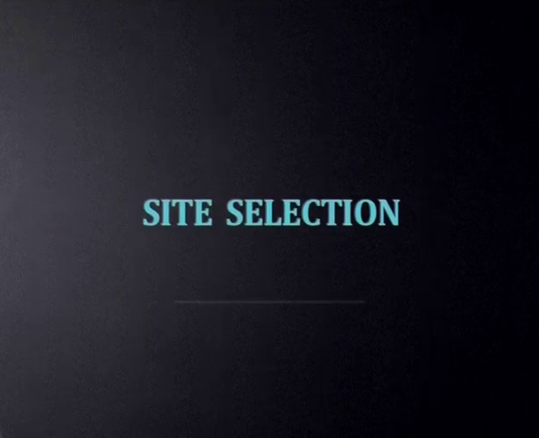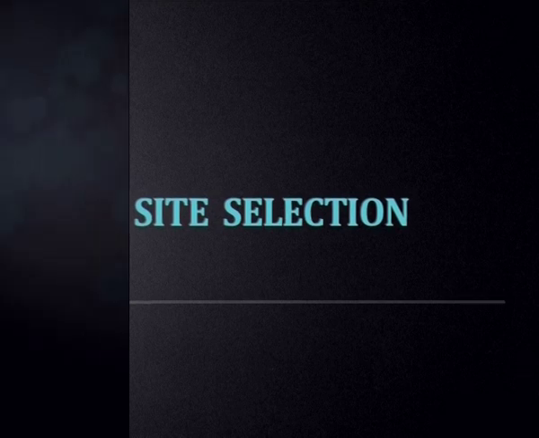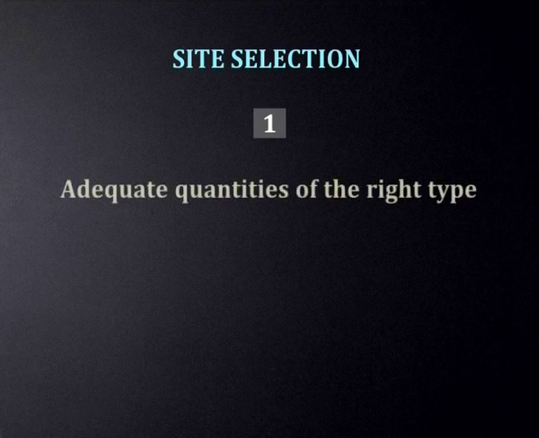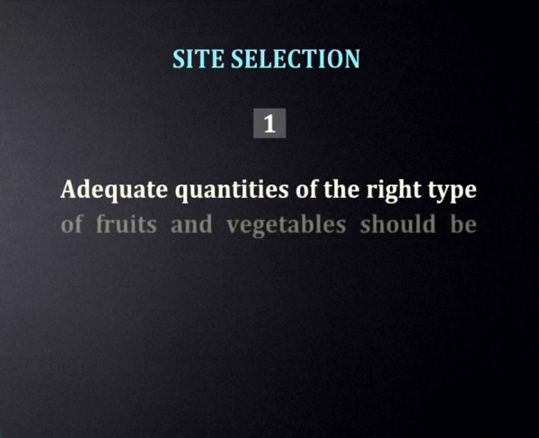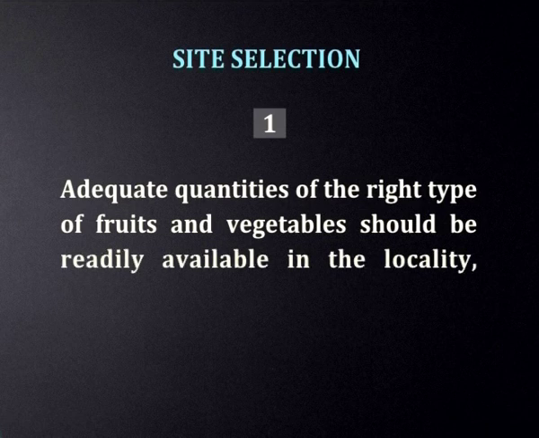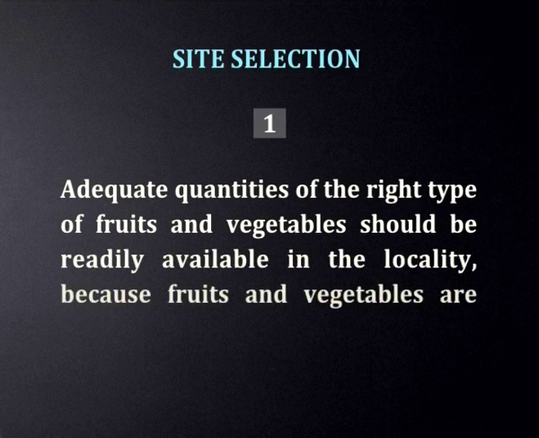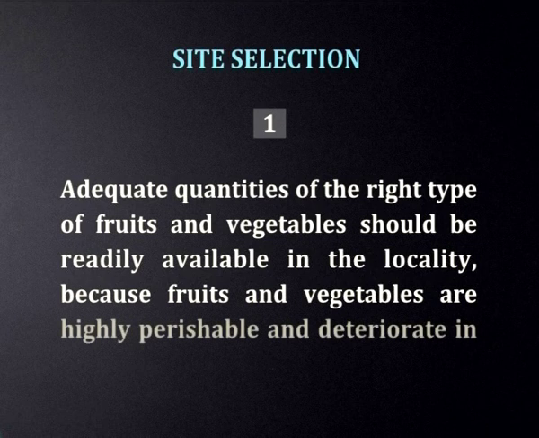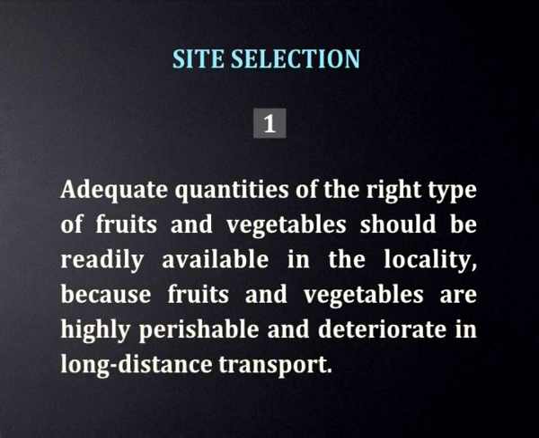The site selection. In selecting sites for the factory, the following points should be considered carefully. Number 1. Adequate quantities of the right type of fruits and vegetables should be readily available in the locality, because fruits and vegetables are highly perishable and deteriorate in long-distance transport.